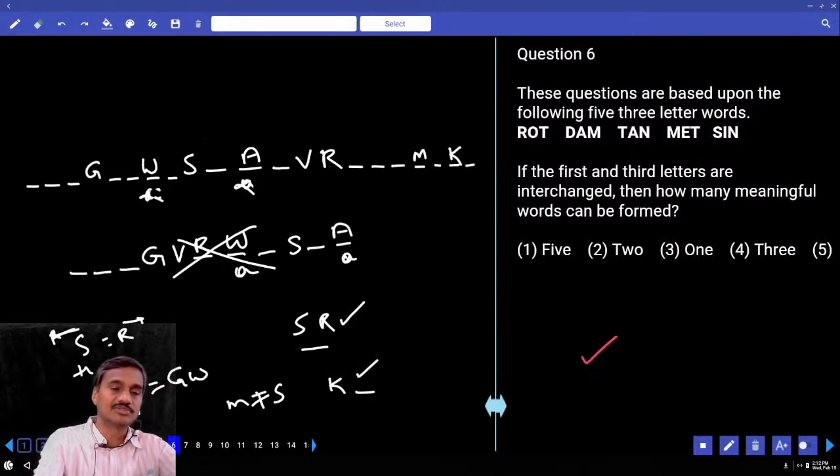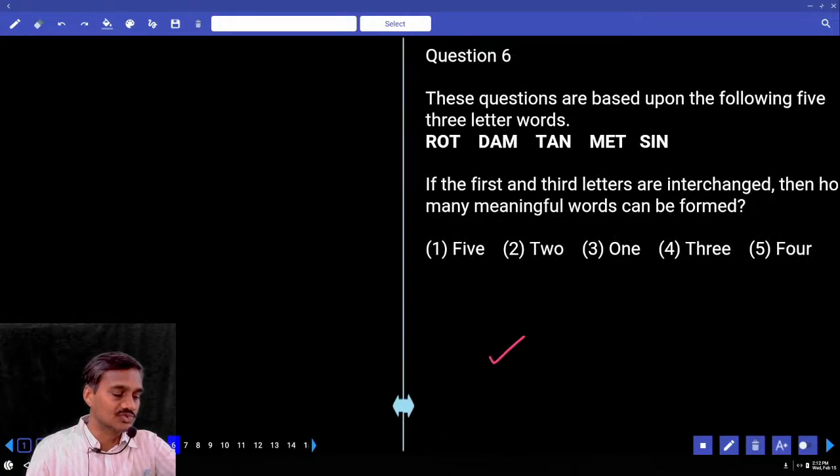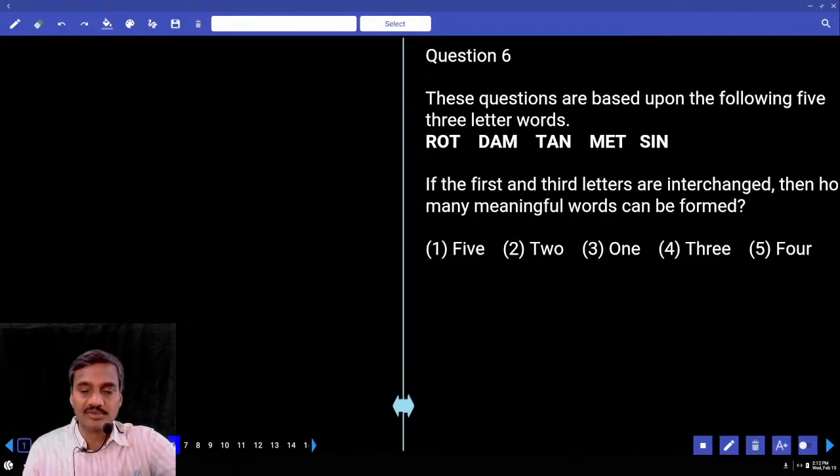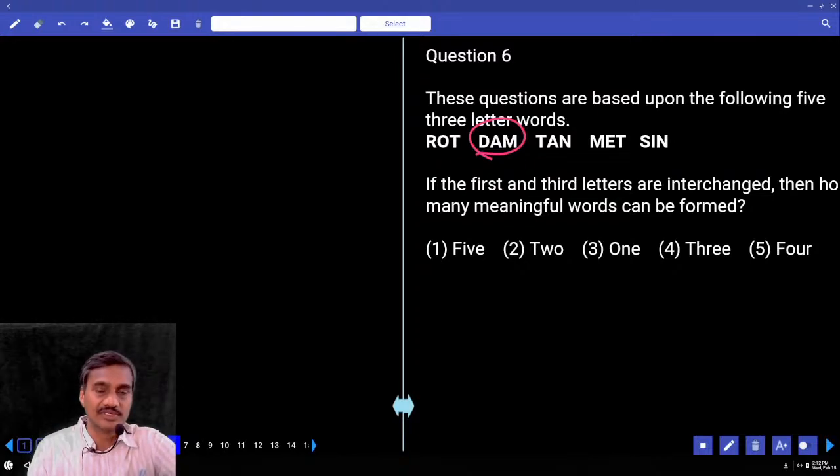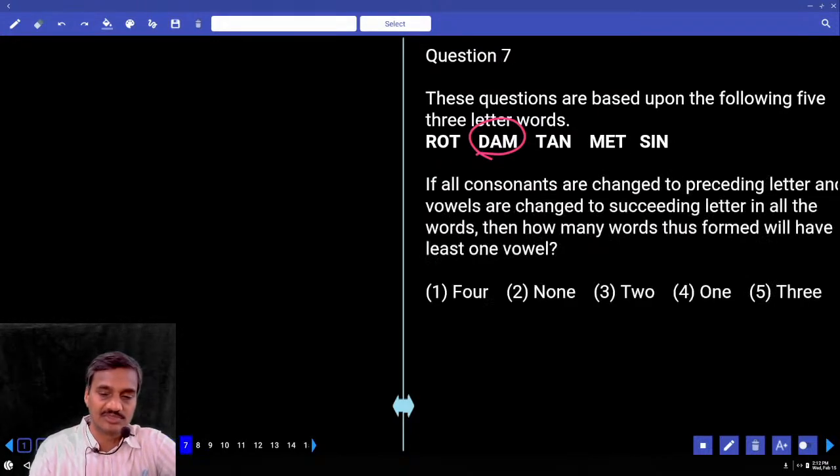Then coming to question number 6. Now 6 to 8, 3 questions were given under this one. Then the first and the third letters are interchanged. Then how many meaningful words can be formed? Yes, tell me how many meaningful. TOR, MAD, mad is one such word. NAT, TEM, NIS. And so many words, there is only one word. What is that word? Mad, that is choice 3, question number 6.